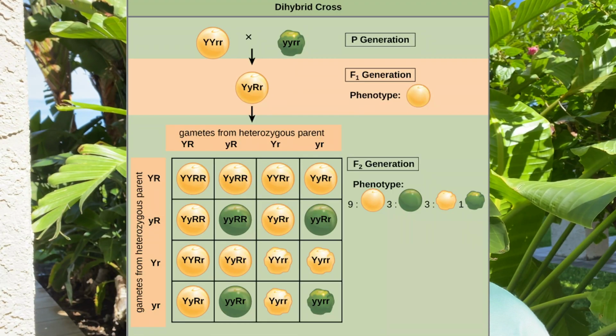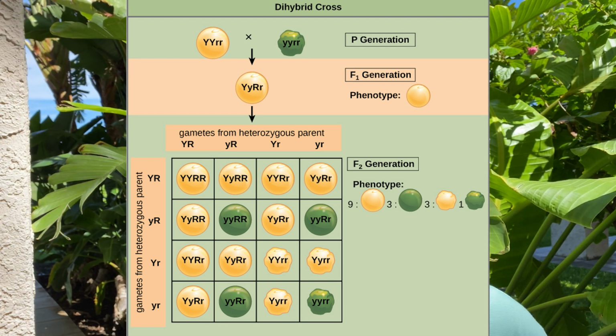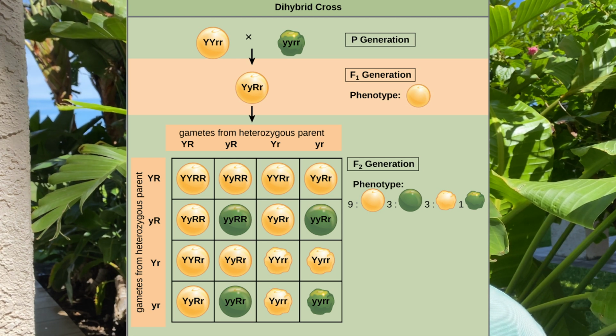Mendel went a step further and looked at 2 traits. He crossed a parent that had yellow and round peas by one that had green and wrinkled peas. The F1 generation exhibited the dominant phenotype for both traits. So the F1 were all yellow and round, again supporting the principle of equal segregation.